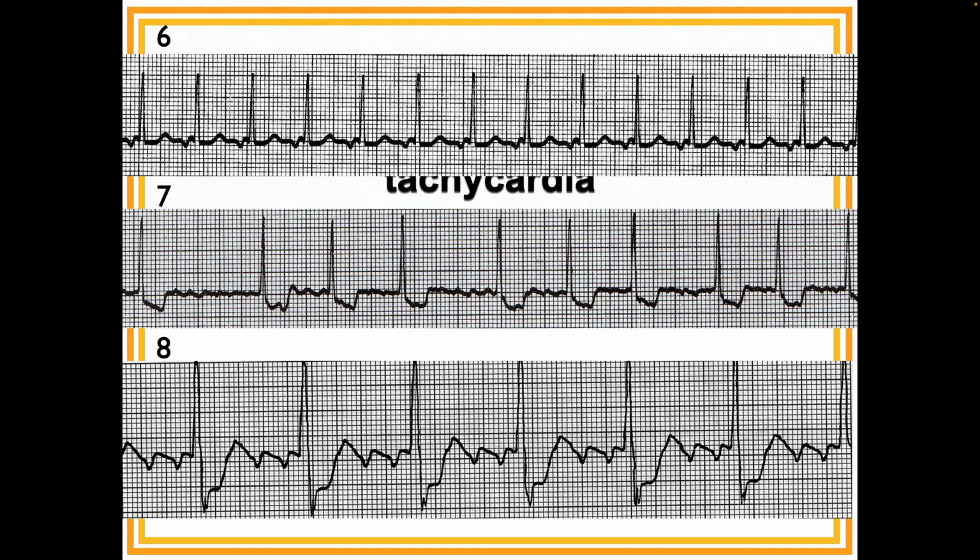Let's see. What number are we on? Around 6. Okay, so the rhythm is regular. The heart rate about 110 to 120. I think the P waves are inverted. So I think this is going to be junctional tach. Perfect. Okay, questions? Okay, next one, number 7, please.